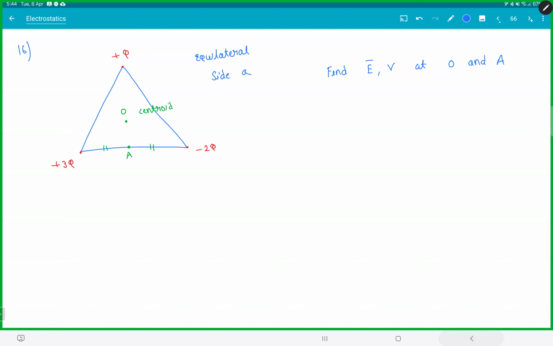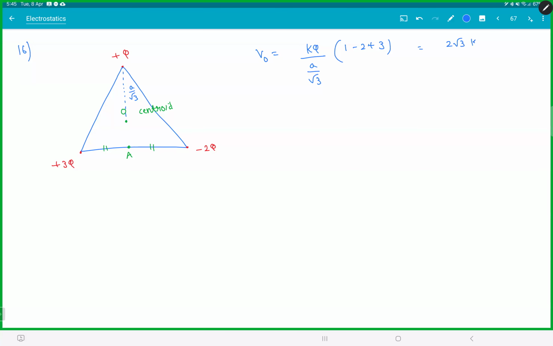Let's see. So for the potential, if I look at VO, that will be KQ by the distance, which will be A by root 3, from here to here. You should remember this result. So this will be KQ by A by root 3. So this will be 1 minus 2 plus 3, isn't it? KQ by R minus KQ by 2R plus 3 KQ by 2R. So directly you can add it there. That will be 2 root 3 KQ by A.